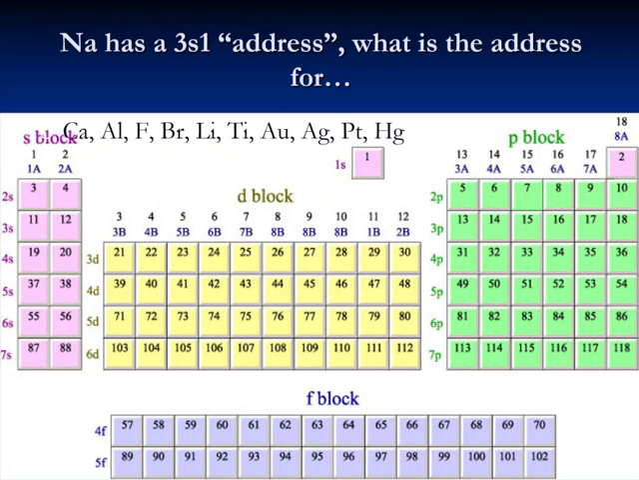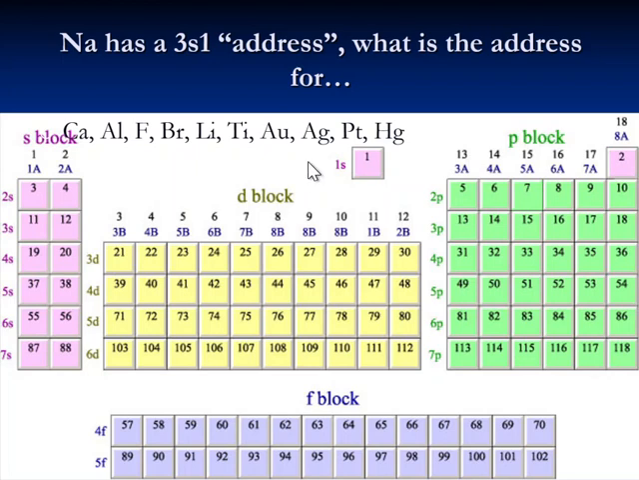Now you could go through and answer all of these with these other elements as well. You go through bromine and lithium and titanium and silver and gold and platinum and mercury. All you have to do is find them on the chart, and then you can predict the highest energy level of their valence electrons just based on where they fall in the chart.